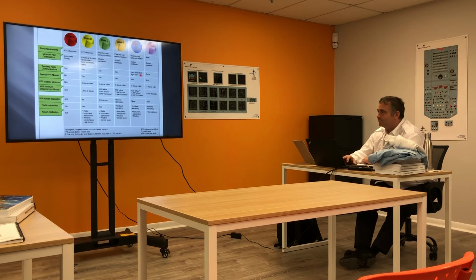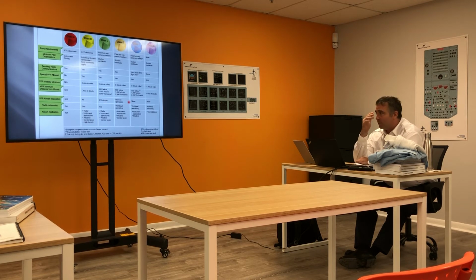Special VFR is allowed. VFR's visibility minimum is 3, 500 below, 1,000 above, 2,000 horizontal. I don't get aircraft separation, workload permitting on my VFR flight following. They're not going to tell me where all the airplanes are. It depends on their workload.